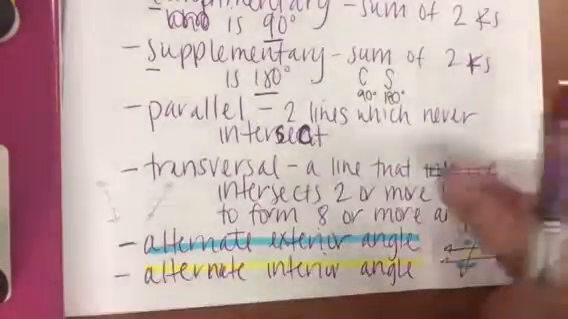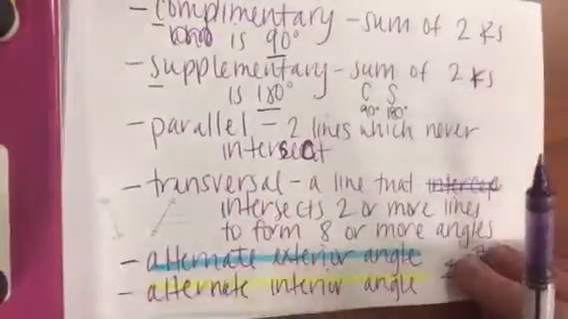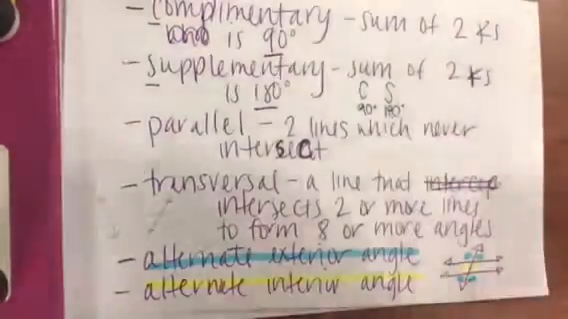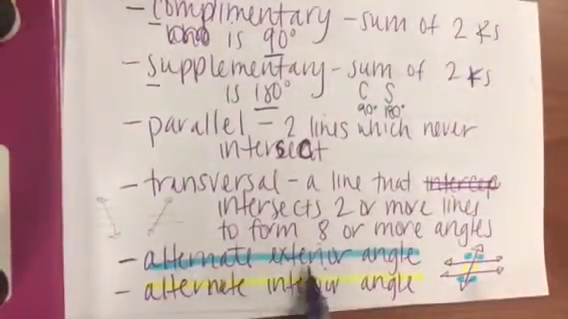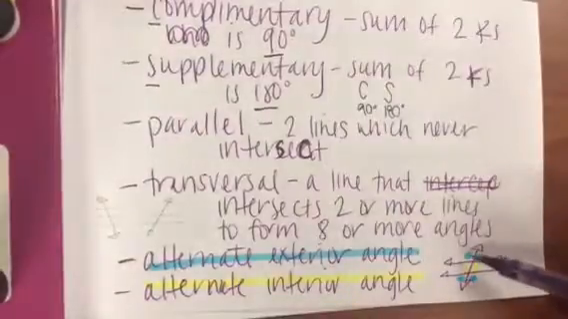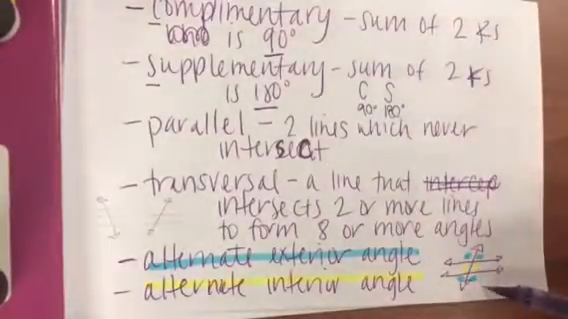Sorry. I'll tell you about that in a little bit. So we went over all, no, we haven't gone over those. That was transversal. So an alternate exterior angle, we've highlighted these. These are the angles on the outside of that transversal.